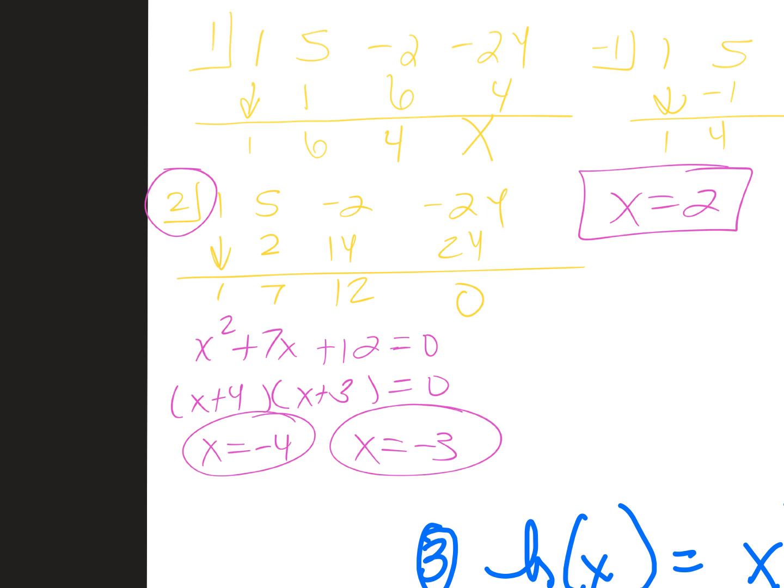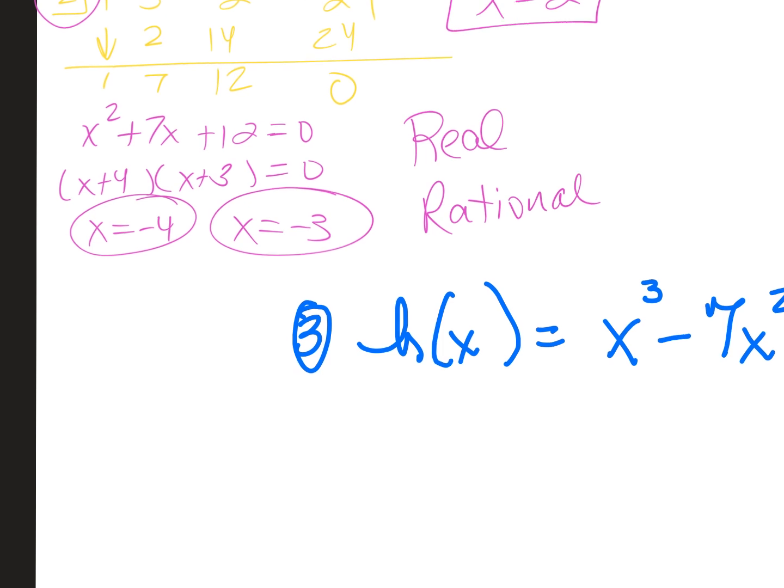How many answers do we have? 3. What do we notice about all 3 of these answers? They're all real and they're all rational. Good. Rational because they're pretty. I know exactly where they are on the x-axis. All right, we good? This is really good practice, guys.